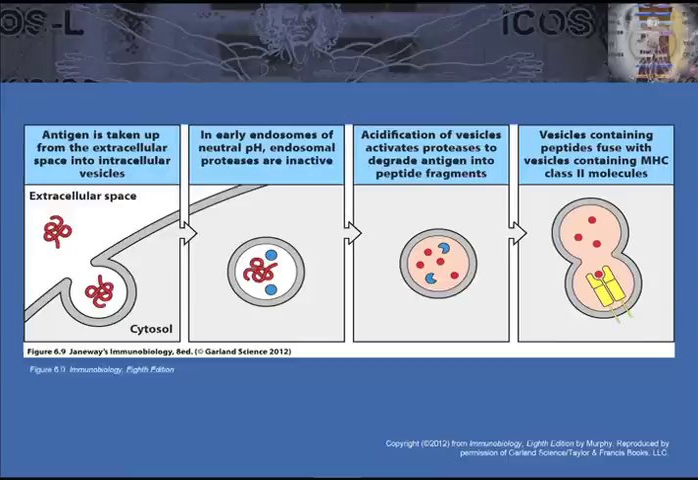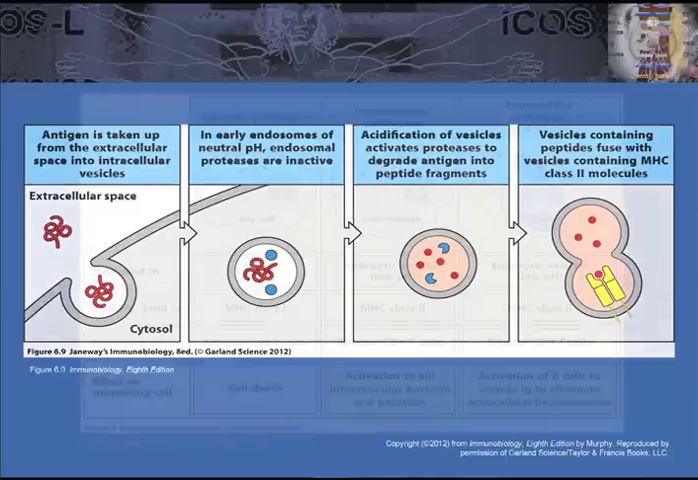The pH drops, shown in the third panel from the left. And as the pH drops, the proteases that are in that endosome become active and start chewing that protein up into little red blobs. A second vesicle fuses with that vesicle, and that second vesicle has HLA-DR or D molecules, and it picks up that peptide and moves it out to the cell surface.